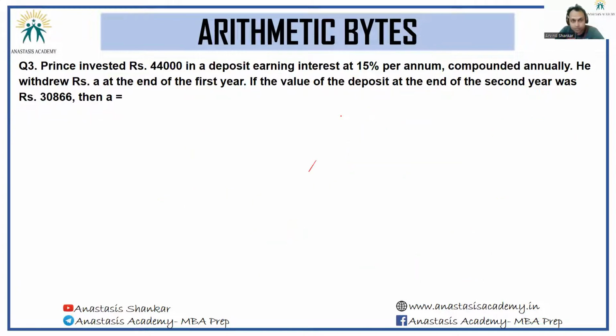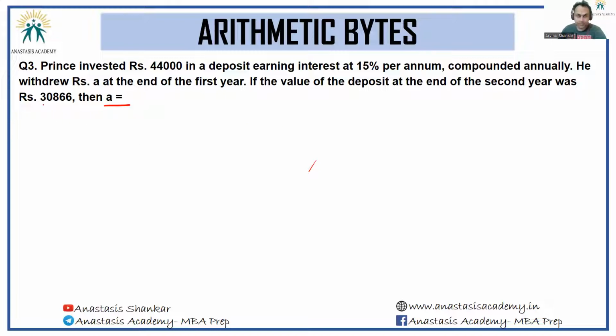Moving on. Prince invested rupees 44,000 in a deposit, earning interest at 15% per annum, compounded annually. He withdrew rupees A at the end of the first year. The value of the deposit at the end of the second year was 30866. Then A is equal to. Okay.